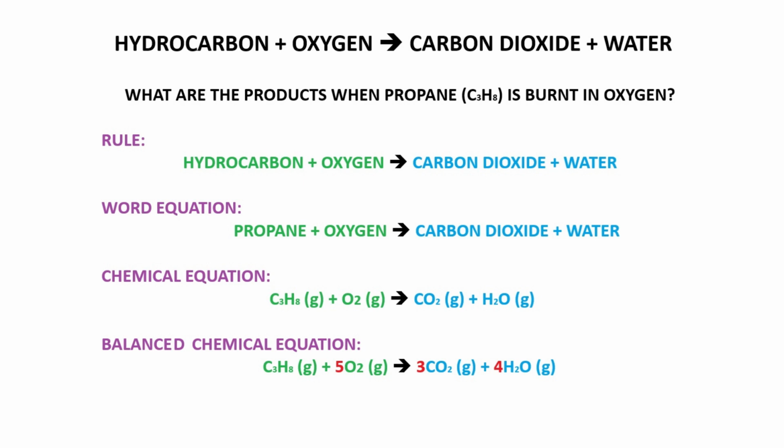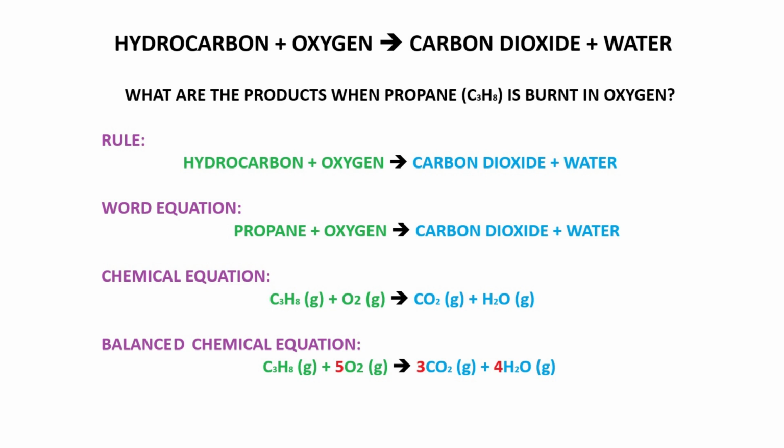Now to balance the equation. We can see in the reactants that propane is C3H8. So there are 3 carbons and 8 hydrogens. Therefore, we need 3 carbons in the products and we need 8 hydrogens in the products. The way to get that is carbon comes in ones in CO2. So to get 3 of them, we need to put a 3 in front of the CO2. And to get 8 hydrogens with water, 4 times 2 is 8.